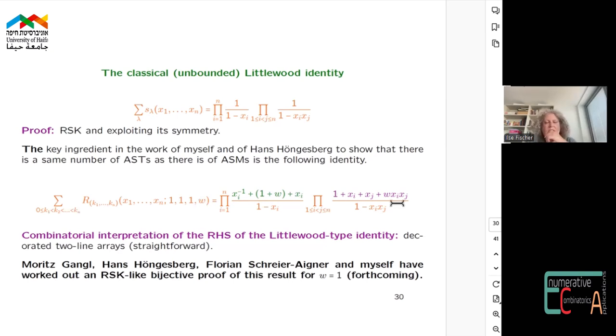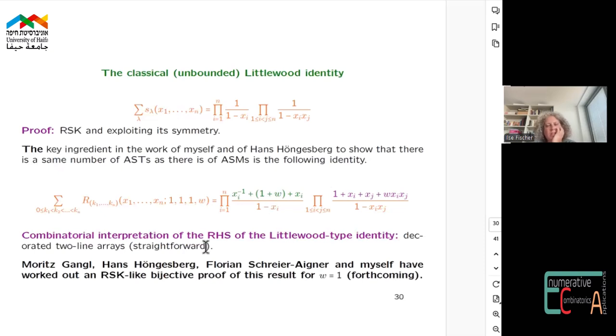Since we are missing bijections in the field of alternating sign matrices, we now have an identity which is in a sense a key in a certain enumeration. And we could try to invent some RSK to prove this identity. We even have on the left-hand side something which is a combinatorial model very similar to Schur functions. And the right-hand side also has a very simple combinatorial interpretation in terms of decorated two-line arrays, whereas in the ordinary case of a Littlewood identity, you have just ordinary two-line arrays.